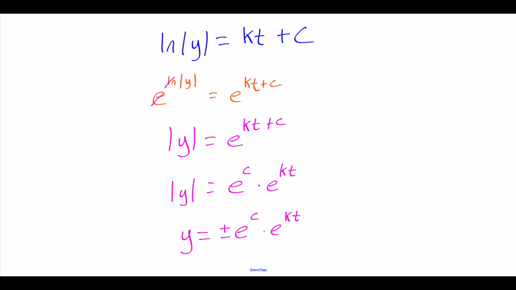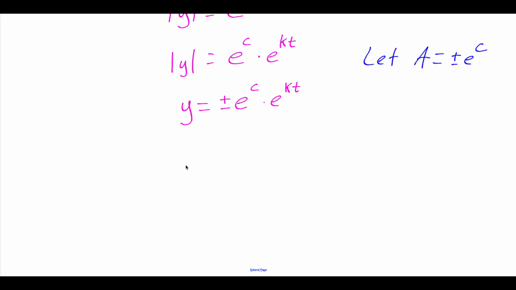But then what we're going to do is a little bit of substitution. And what we're going to do is let a equal this plus or minus e to the c. So then what this is going to say will be y equals a times e to the kt. And that looks more like exponential growth types of problems or exponential decay problems that you're used to working with.